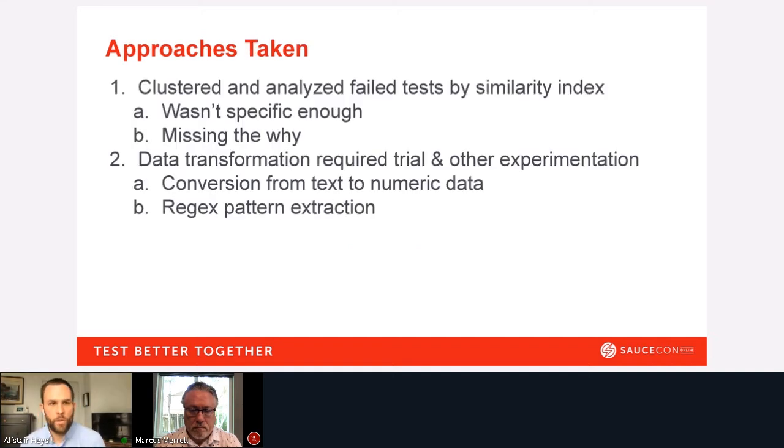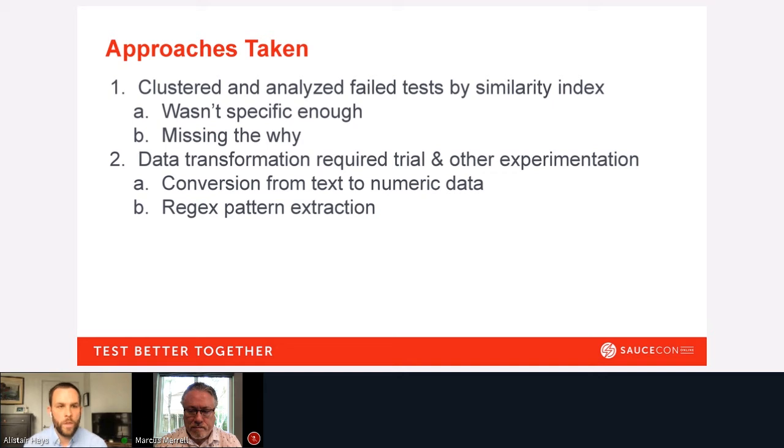So we went down a journey of exploration, and when I say we, I mean primarily our data scientists. They said, is there information in the tests we already have that can help us identify where these failures are happening and why they're happening? And can we share that with our customers in a way that's consumable and easily used by them?